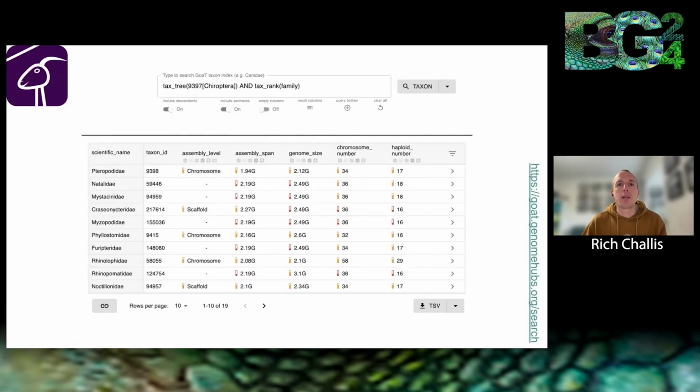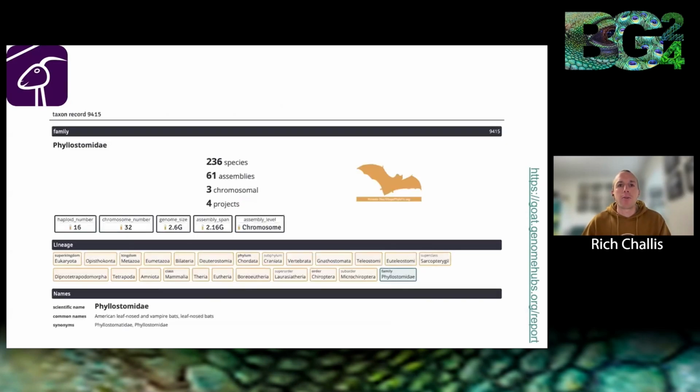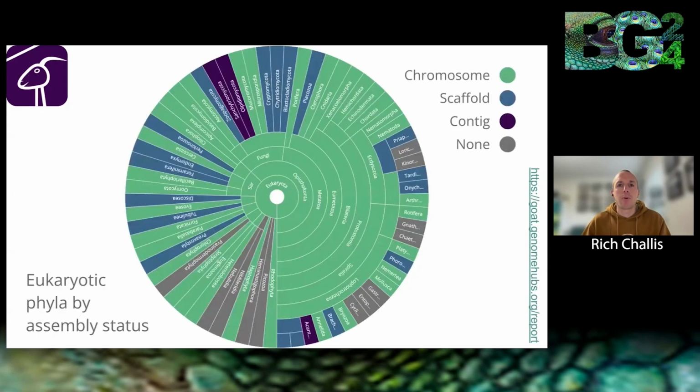And we can search in Goat by taxon and rank to find values for the various attributes that we've indexed. And you can drill down to individual records to find out more. But coming back to the reporting side of Goat, as everything is on a tree, we can easily make a tree showing the current state of sequencing across all phyla. So here the green taxa have a chromosomal assembly, but the phyla in blue only have a scaffold level, purple contig level, and in grey there's no publicly available assembly yet.